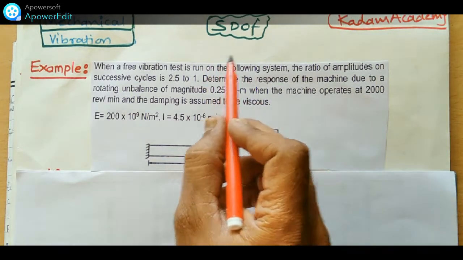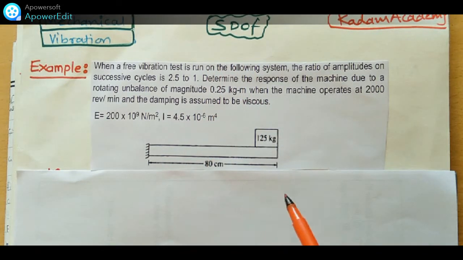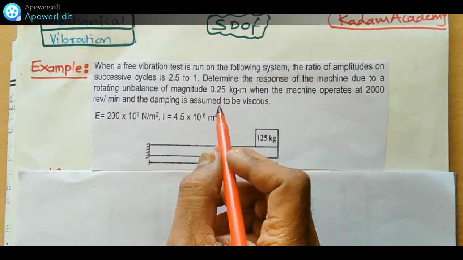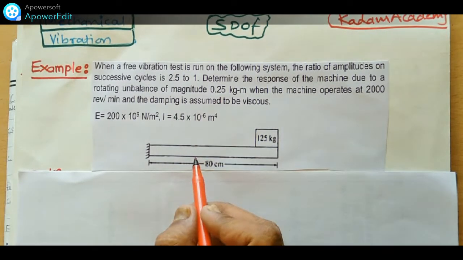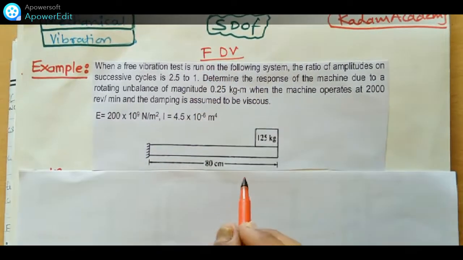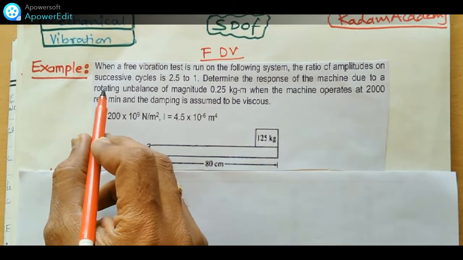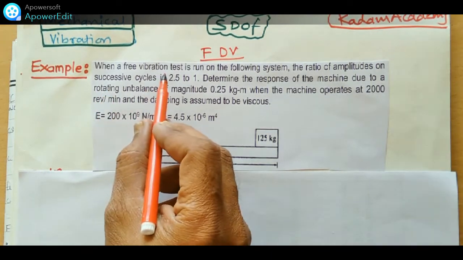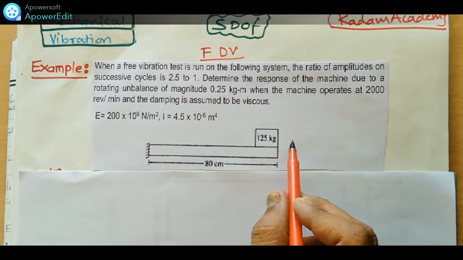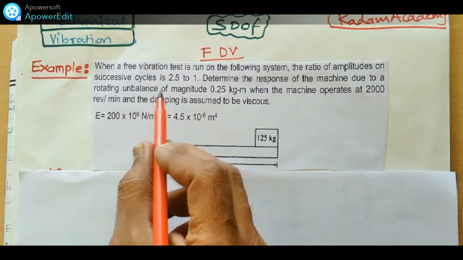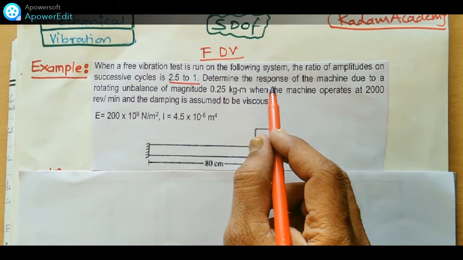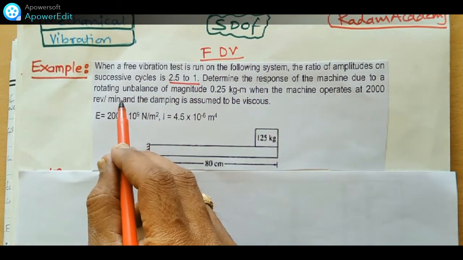Dear friend, under the single degree of freedom, we have covered the undamped, damped, and forced vibration, and in this mechanical vibration series, today we are going to study this example on the forced damped vibration. Under this forced damped vibration, I will read the numerical. When a free vibration test is run on the following system. This is the system. The ratio of the amplitudes on the successive cycles is 2.5 to 1. Determine the response of the machine due to rotating unbalance.